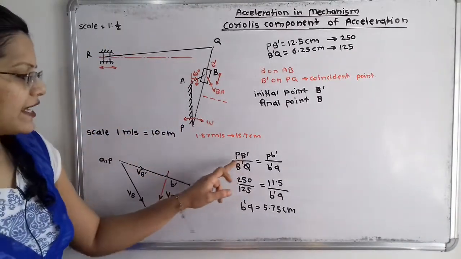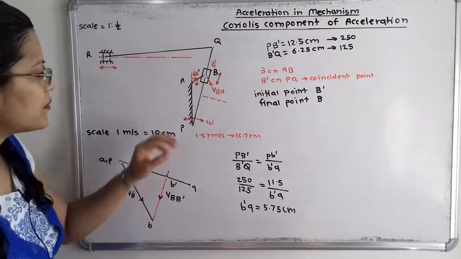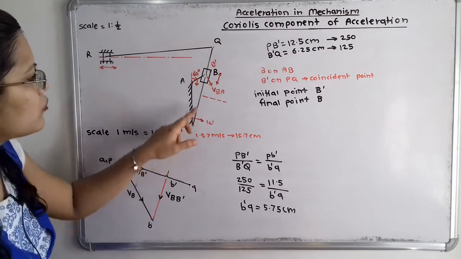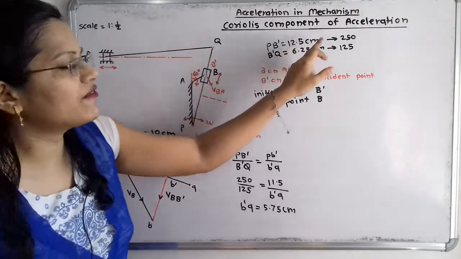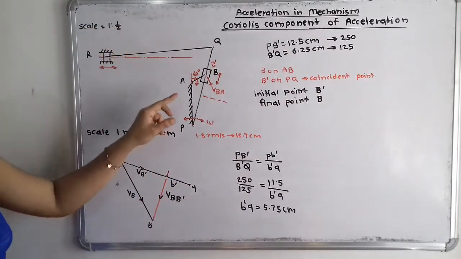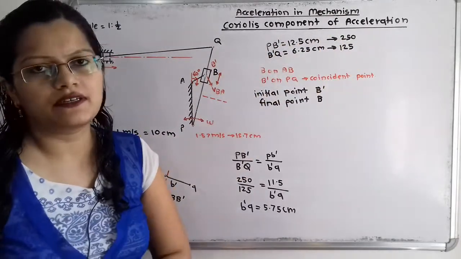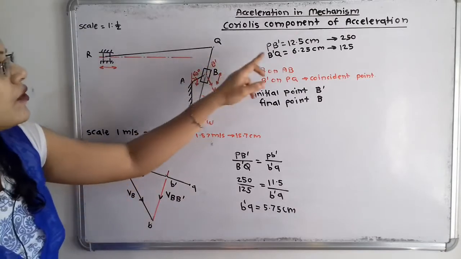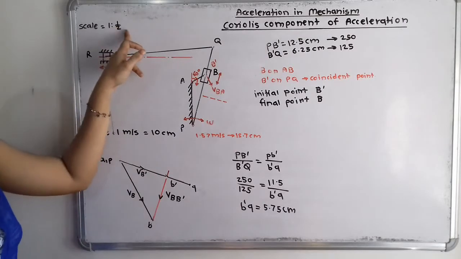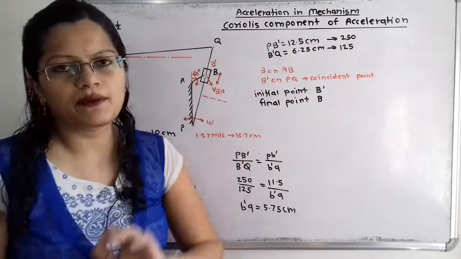Distance of PB dash and B dash Q is not directly given in the question. So we have to measure this distance in the space diagram. So if we measure P to B dash, its length is 12.5 cm in space diagram. But here scale is 1:2. So we have to multiply it with 2. Then it will become 250 mm. And B dash Q is 6.25 cm. So as per scale 1:2, we have to multiply here with 2, and which is equal to 125 mm.